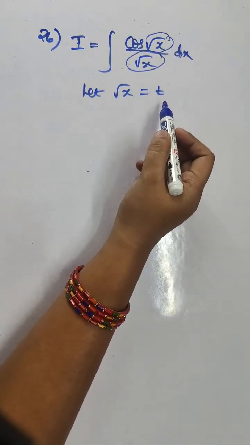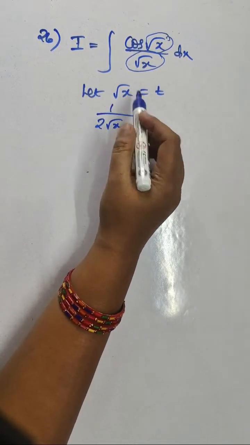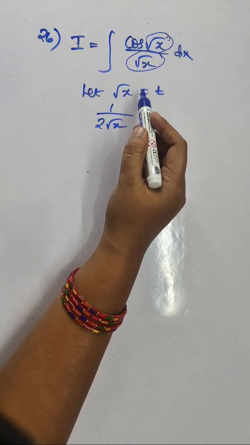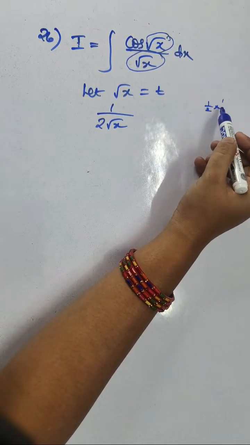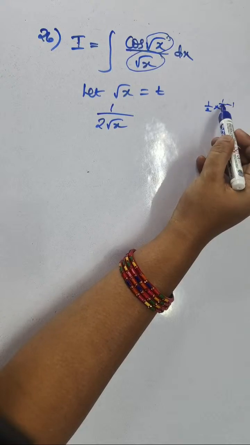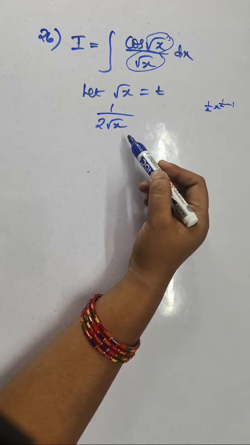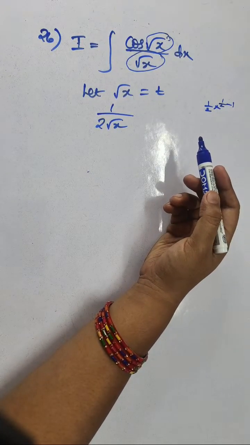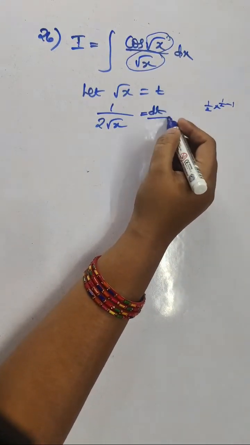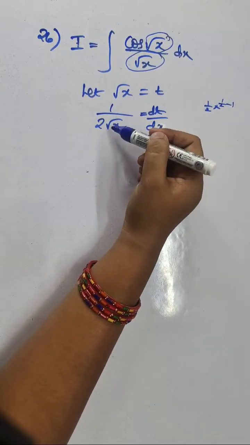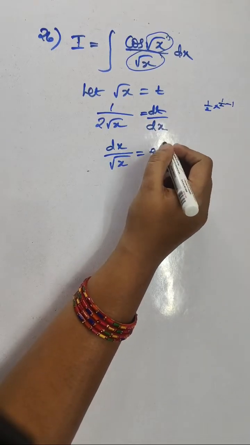Now differentiate both sides with respect to x. So root x becomes 1 by 2 root x, because this will be x power half. When you use the power rule for differentiation, that will be 1 by 2 into x power half minus 1. When you take the LCM, we will get it as minus half. So we can bring it to the denominator as plus half. Either you write it as 1 by 2 into x power half or 1 by 2 into root x equal to dt by dx. Take this dx to the left side and 2 to the right side. So that will become dx by root x equal to 2 into dt.